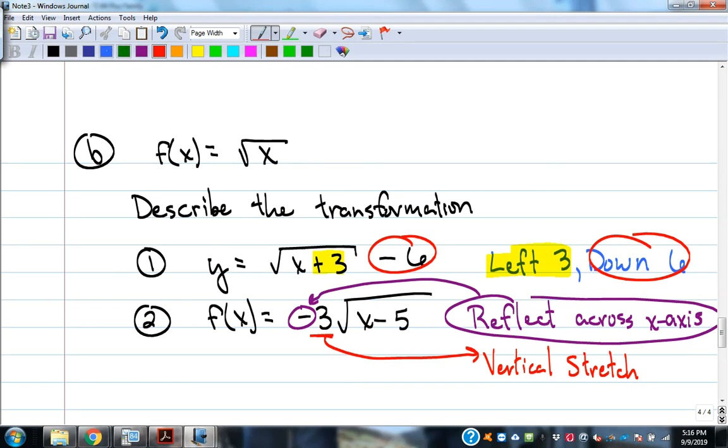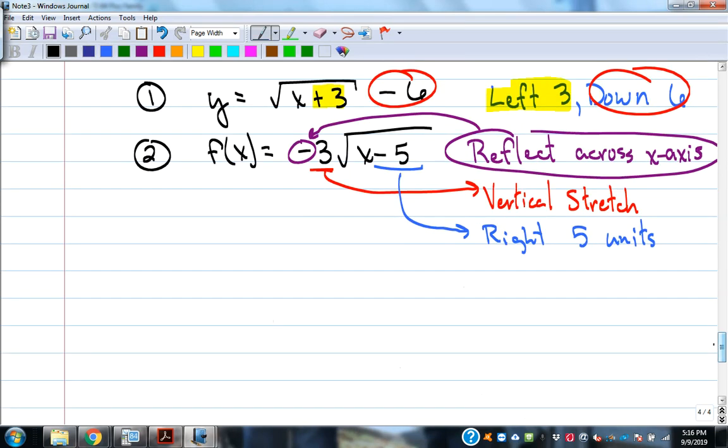And then the -5 on the inside, what's it do? It goes right 5. Good job. Recognizing what each piece does there. It's all one thing, but it's good to know what each individual piece does. Let's do another one here.